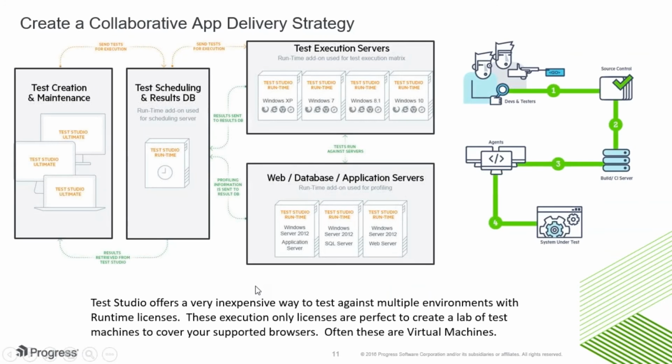This is all, of course, accomplished by using Test Studio's ultimate license to create and maintain the tests, and then also having our Test Studio runtime licenses to be able to execute tests across different maybe browser versions, maybe operating systems that you need to test against. So you can create a lab environment of virtual machines often that you can execute multiple tests in parallel against and get a multitude of result data as well. So lots of information that you can get and lots of mileage that you can get out of every test that we create. The runtime also gives you the performance monitoring capability that's used for performance testing as well as load testing.